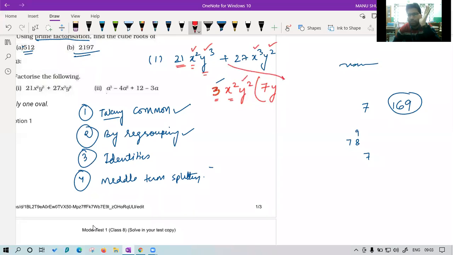Then we have a plus sign, so write it as it is. Now 27 and 3 is common, so 9 is left. From x cube, x square is gone, x will be left, and this is the answer. Because y square is already common, the final answer is 3x square y square (7y plus 9x). No more factorization is possible.